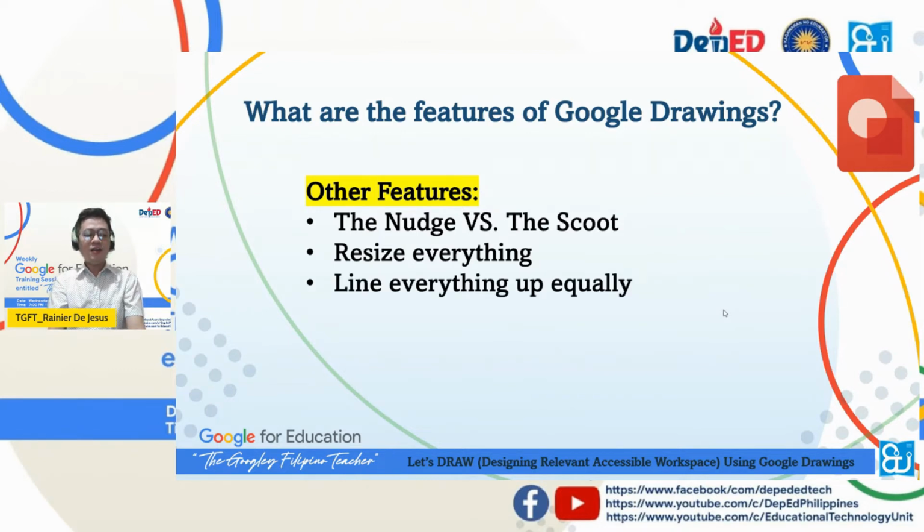Line everything up equally. Pwede po tayong line up in terms of align vertically, align horizontally, sa center, and distribute to make the spacing between items equal. So lahat po ito ay talagang magandang features ni Google Drawing at meron po pong isa.